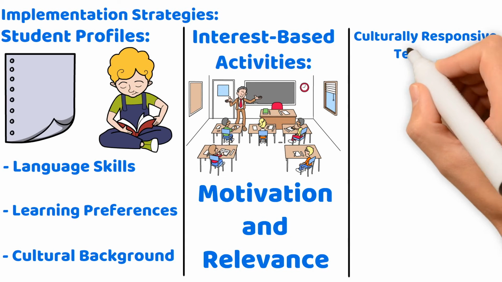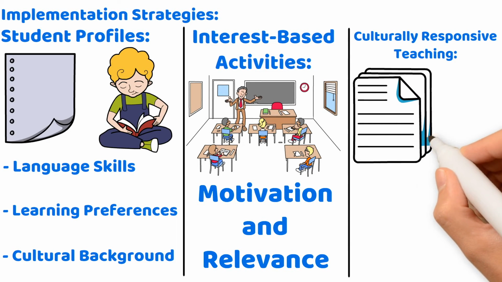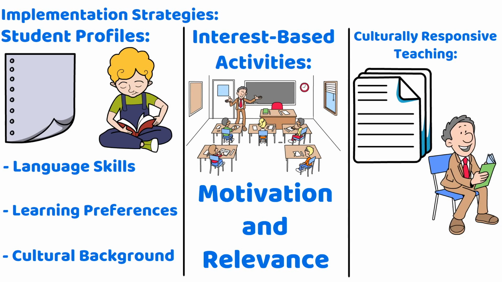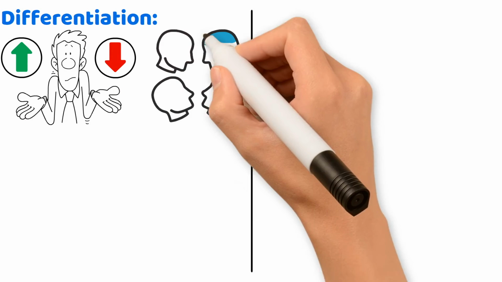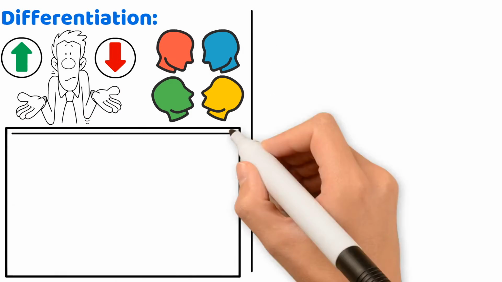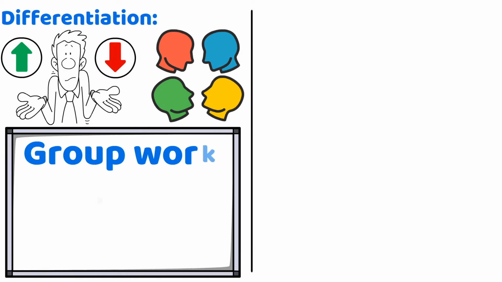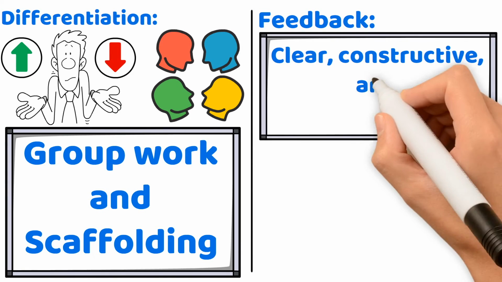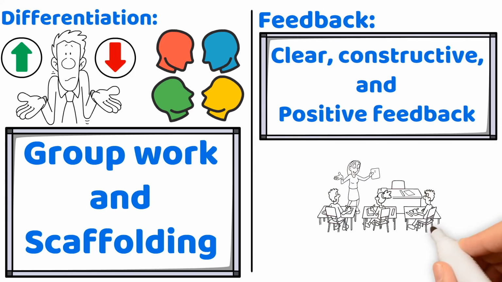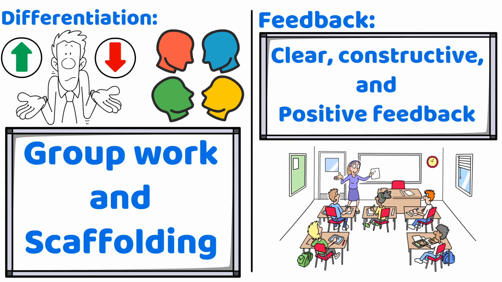Interest-based activities. Engage students by incorporating their interests into language tasks, enhancing motivation and relevance. Culturally responsive teaching. Integrate diverse cultural content into lessons to make learning more relevant and inclusive. Differentiation. Adjust lessons and assessments to accommodate different language levels and learning needs, using strategies like group work and scaffolding. Feedback. Provide clear, constructive, and positive feedback, encouraging self-assessment to help students recognize their progress.